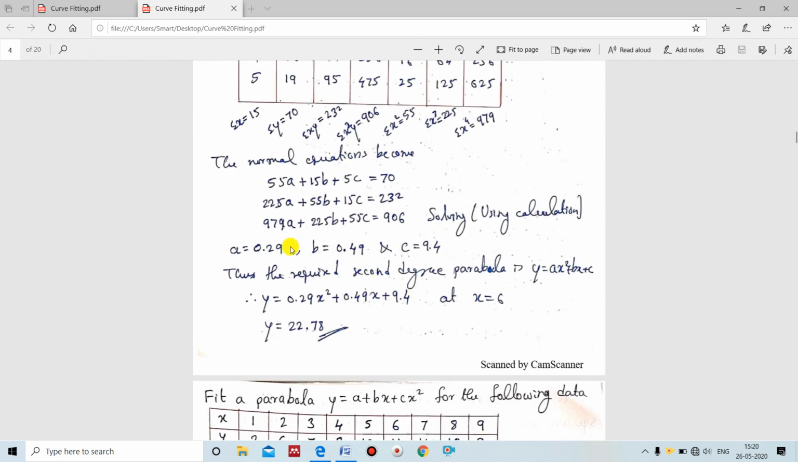On solving using a calculator, we get a equal to 0.29, b equal to 0.49, c equal to 9.4. Thus the required second degree parabola is y equal to ax square plus bx plus c. Put the a, b, c values here: y equal to 0.29 x square plus 0.49 into x plus 9.4.